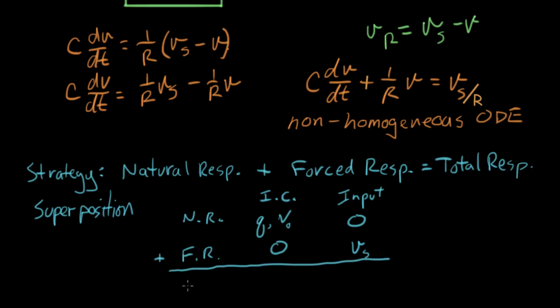So for the total response, you get the initial conditions, which is Q and V naught, and you get Vs all together. So that's our strategy. By turning it into 2 simpler problems, we make this differential equation a little bit simpler to solve 2 times than trying to solve it all together at once. We'll stop here now, and in the next video, we'll follow through on the strategy of combining the forced response with the natural response.